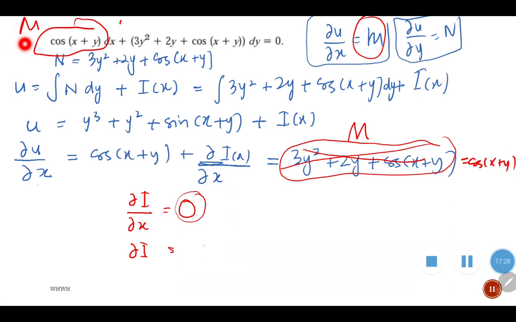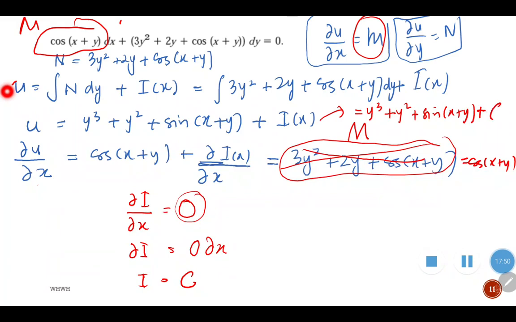So this one, del x darab dengan kosong. Okay, when you integrate, you should get c lah semata. Only the constant. So your I is equals to c. So maknanya, jawapan akhir kita adalah y cube plus y square plus with sin x plus y plus c.